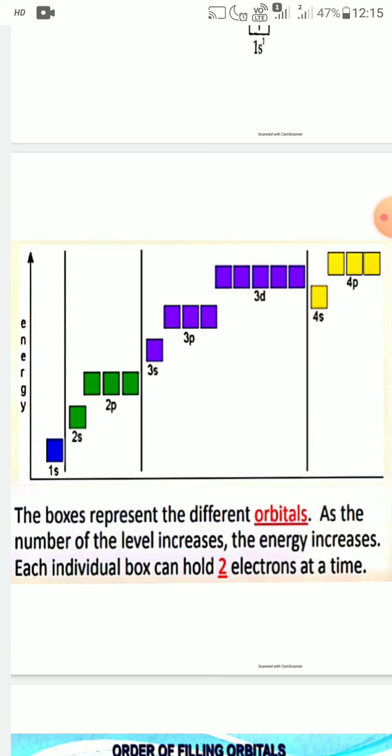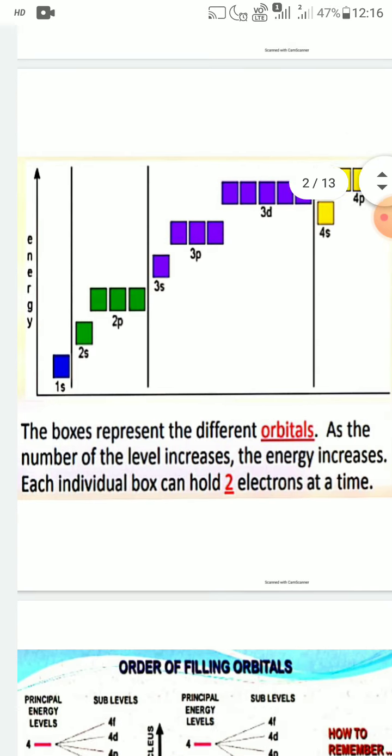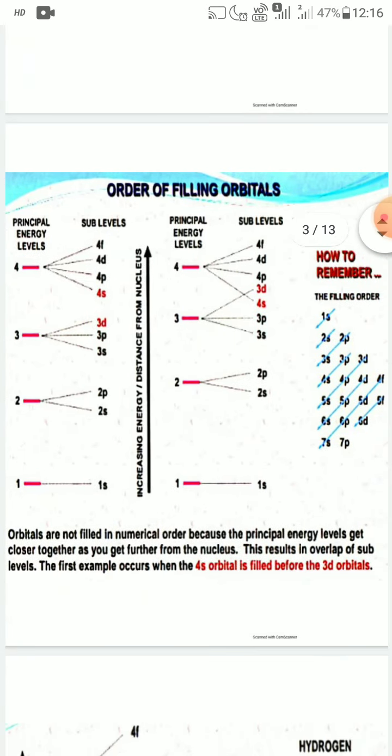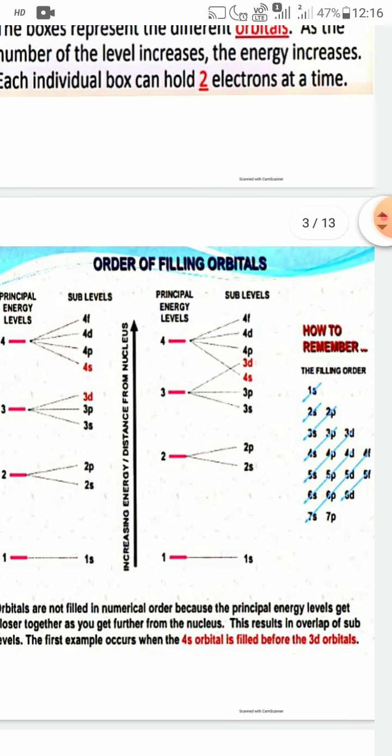Now in this figure, if you see, the energy of the 4s orbital is lower than the energy of the 3d orbital. You have to remember this point. Energy generally increases, but the energy of the 4s orbital is lower than the energy of the 3d orbital. You can also remember the energy order like this.